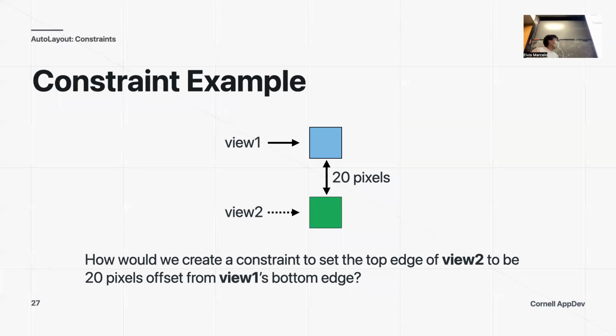Yeah. So this is a question for y'all. How do you think we would constrain view two to be 20 pixels below view one? If we're talking with respect to view two's top anchor, view two's bottom anchor, maybe, or view one's bottom anchor and view two's top anchor, how would we constrain this? Do you guys have any idea? Okay, we'll go on a little bit.